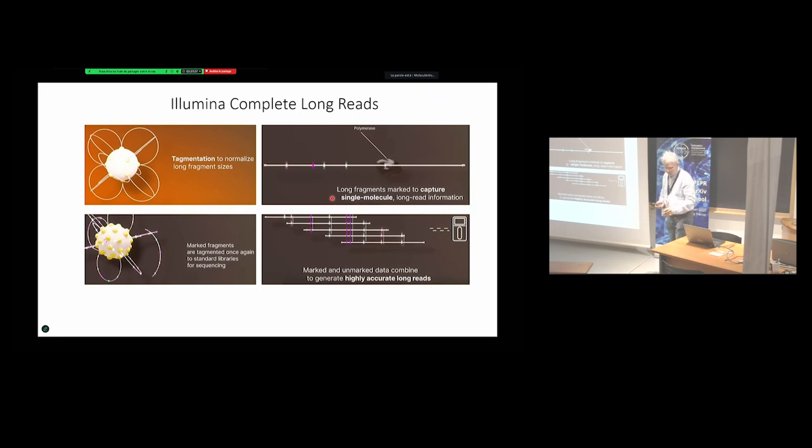So the general idea is that they are developing at the moment, but this is not yet available completely, I guess. But they introduced, during an enzymatic step that is called tagmentation, some marks into long fragments of DNA, and this is then used when they are doing short read sequencing afterwards to get some indication about the relative position of the different fragments, and that helps them to generate a more precise assembly of the fragments.